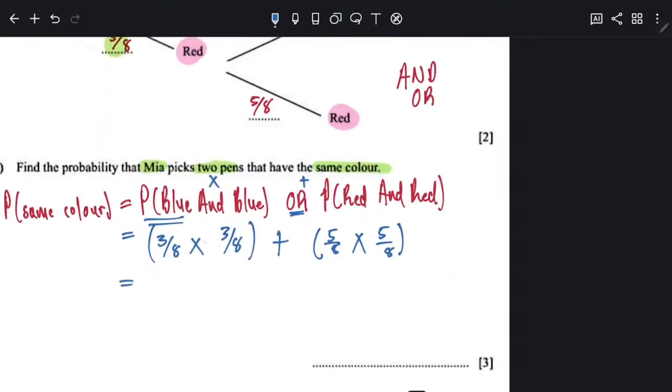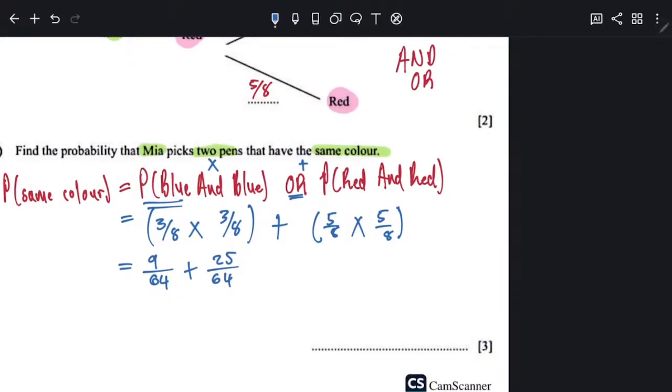And this becomes equal to 3 by 3, 9, over 8 by 8, 64, plus 5 by 5, 25, over 8 by 8, 64. You see? Which becomes now 34 over 64. I don't have a number that can go into both. What number can go into both? 2. It becomes 17 over 32. Okay. So this becomes 17 over 32, and you get the 3 marks. Don't let me down.